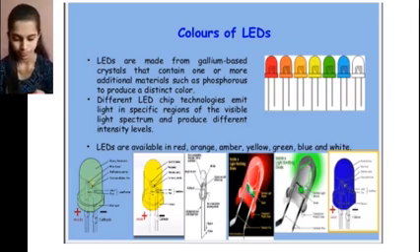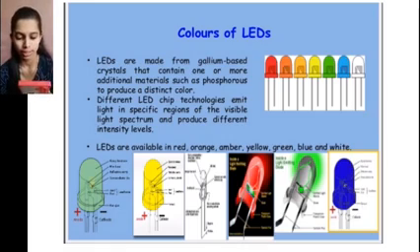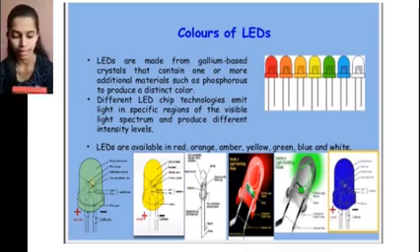Colors of LED. LEDs are made from gallium-based crystals and contain one or more additional materials such as phosphorus to produce a distinct color. Different LED chips technically emit light in specific regions of the visible light spectrum and produce different intensity levels. LEDs are available in red, orange, amber, yellow, green, blue and white.